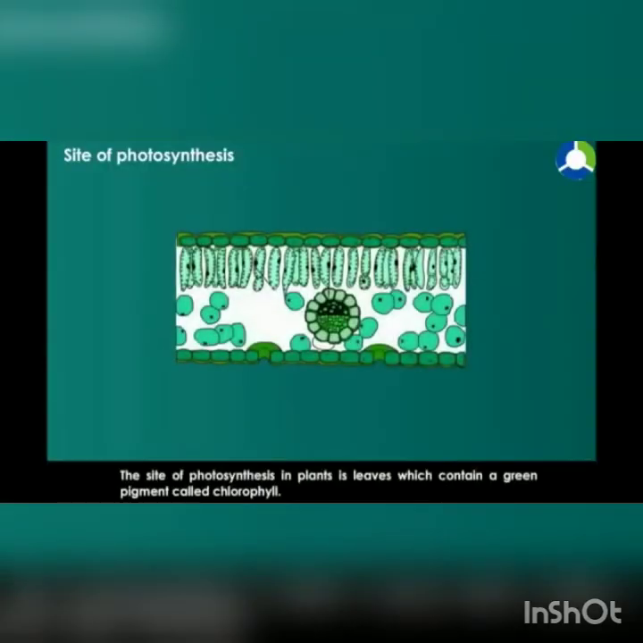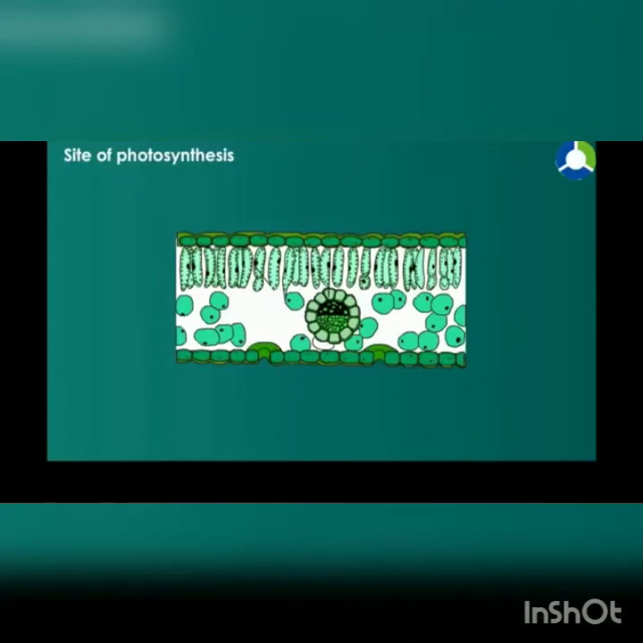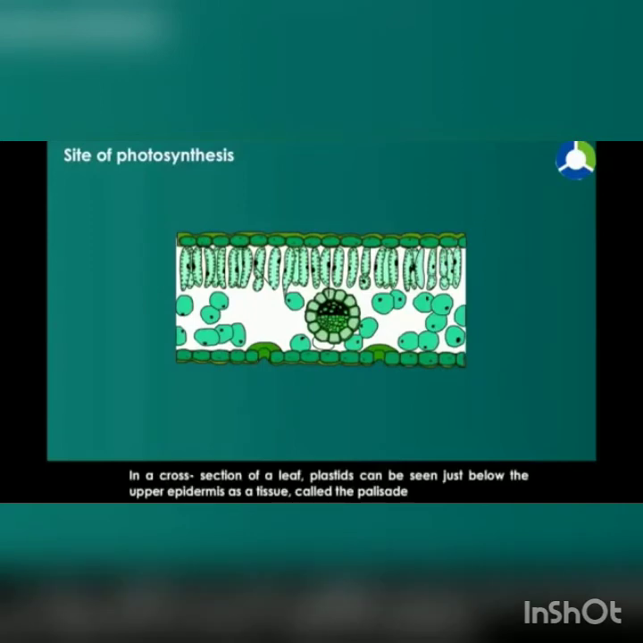Site of photosynthesis. The site of photosynthesis in plants is leaves, which contain a green pigment called chlorophyll. Chlorophyll pigments are mainly present in cell organelles called plastid. In a cross-section of a leaf, plastids can be seen just below the upper epidermis as a tissue called palisade.